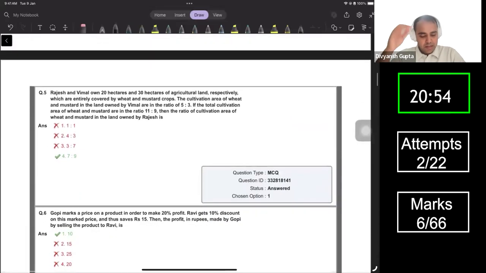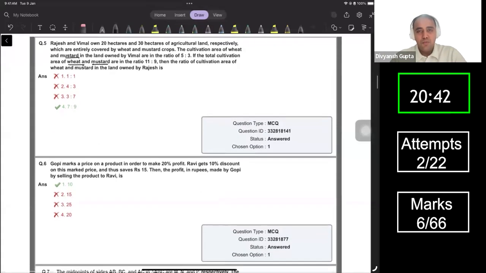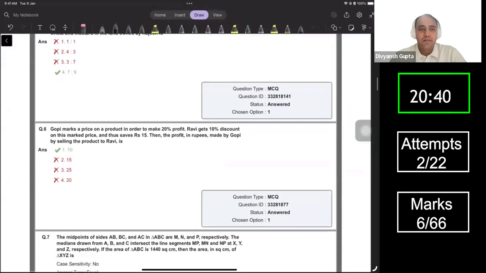Okay, moving ahead, Rajesh and Vimal, 20, 30 hectares of land, cultivating in ratios. There are two types of crops involved, mustard, wheat. Okay, too much data for me at this point. I don't want to deal with this.